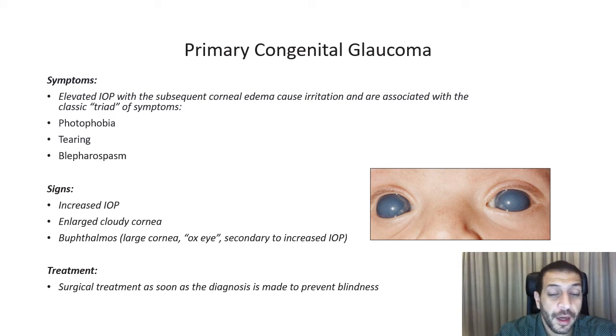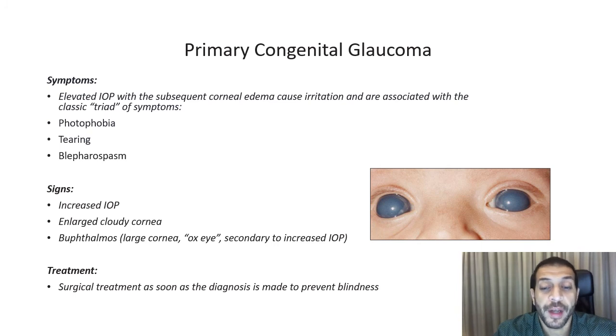And the signs are very easy to diagnose: increased intraocular pressure when it's measured, an enlarged cloudy cornea, and buphthalmos. The word buphthalmos means the eye of an ox, because the eyes are usually big and blue, as in the image that you can see here. So when you see an infant with eyes bigger than normal, you should always suspect that this is glaucoma. Intraocular pressure can make the eye grow in size in children.